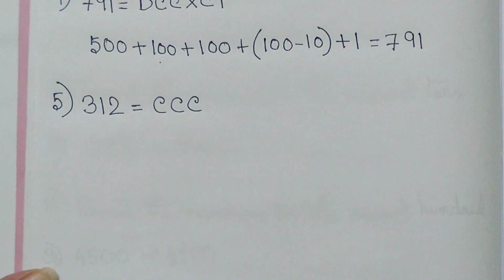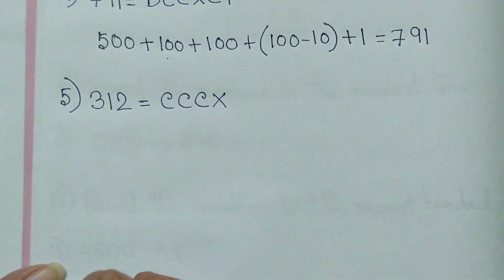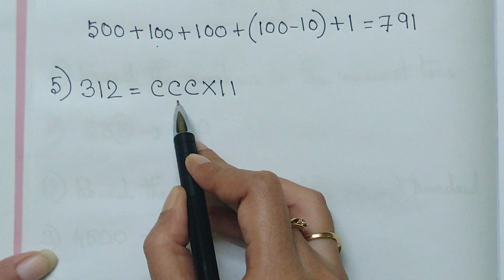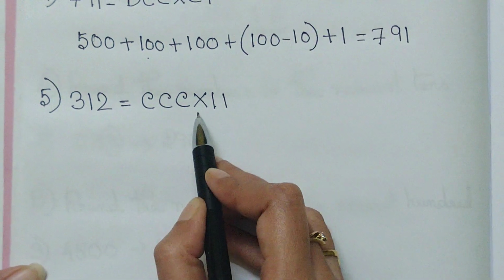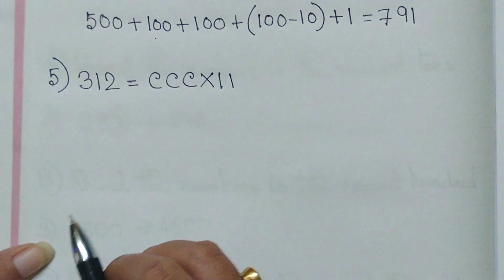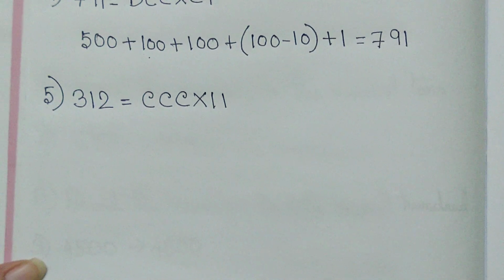That is, I need to find out the 10s. That is X, 10. This gives you 100 plus 100 plus 100, 300, plus 10, 310, plus 1 plus 1, 2. That is 312. So this is your answer.